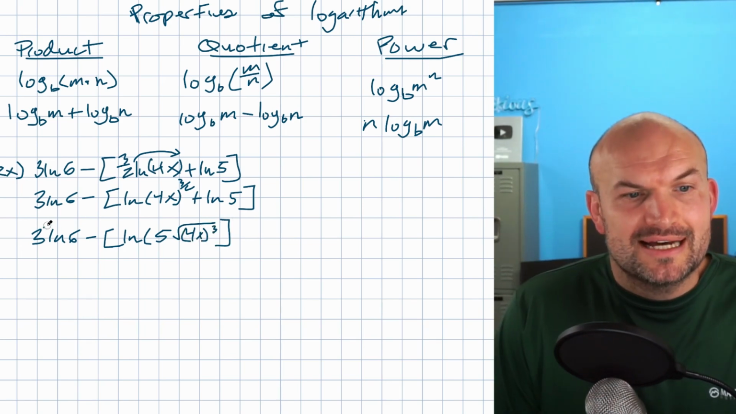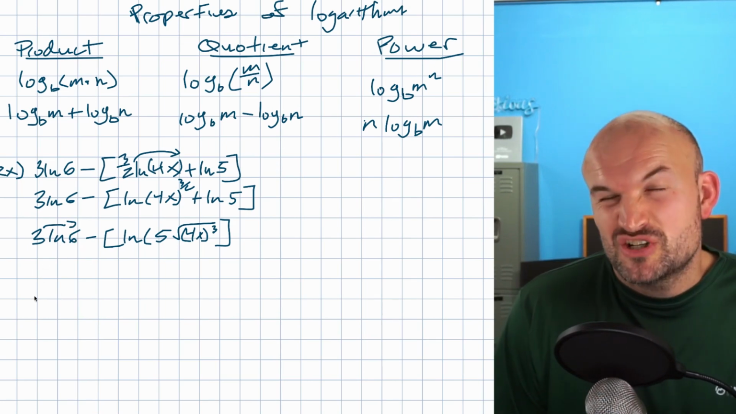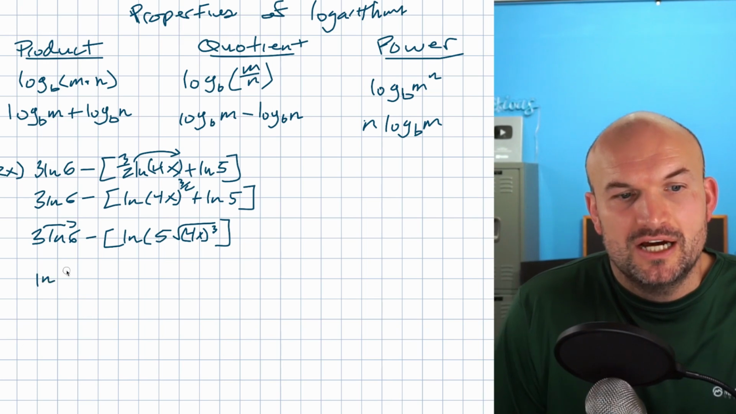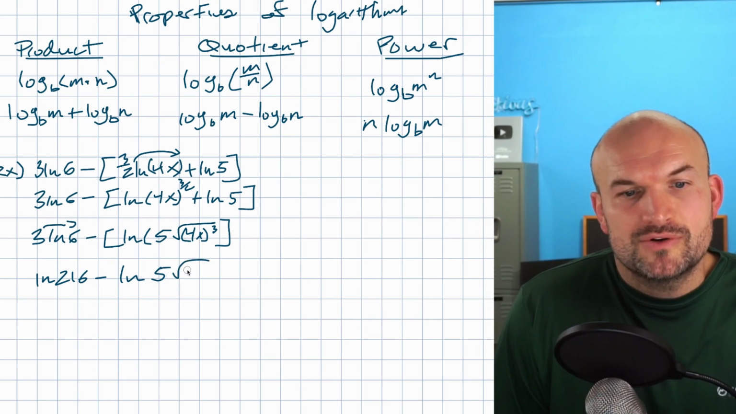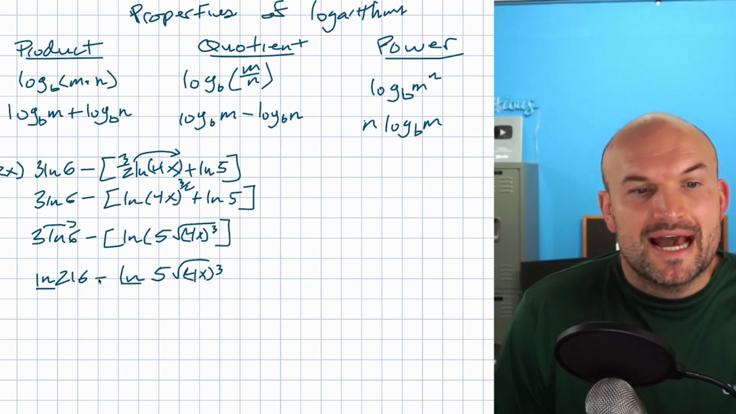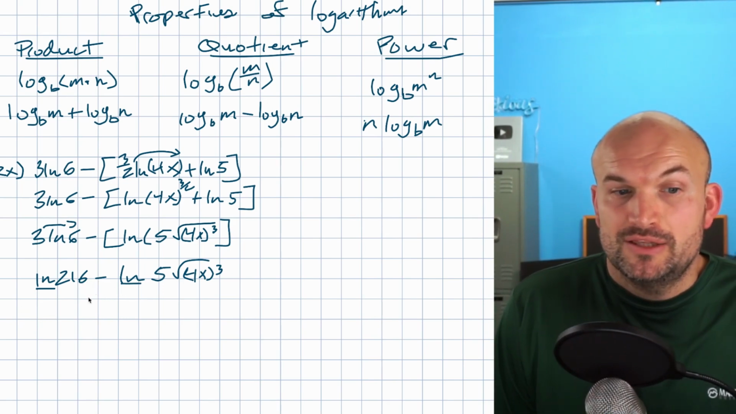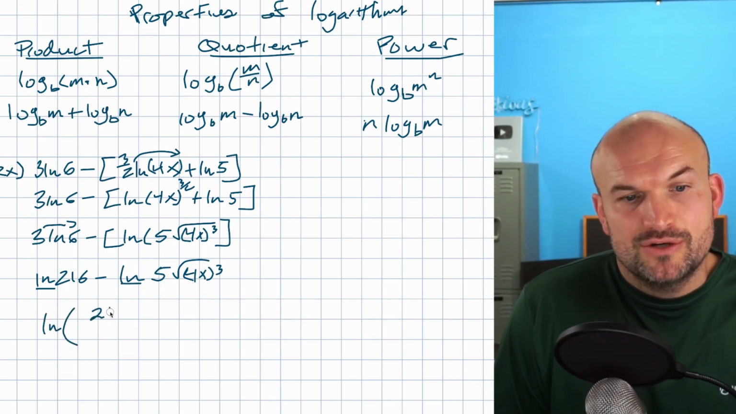Okay, so now I recognize I forgot to do the power rule here. So that can be written as ln of 6 cubed, right? Which is 216. So ln of 216 minus ln of 5 times the square root of 4x cubed. Now again, notice that we have both ln's, they're both base e. So now we can see we're subtracting, so we're looking for the difference here. My final condensed version is going to be 216 divided by 5 times the square root of 4x, raised to the third power.